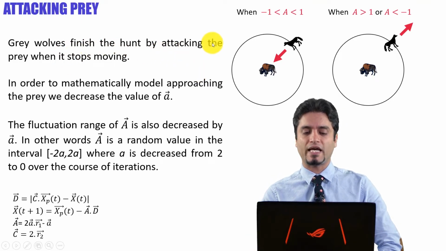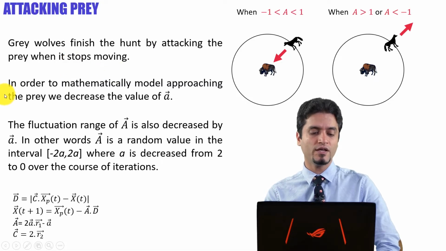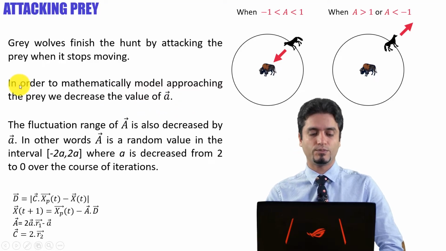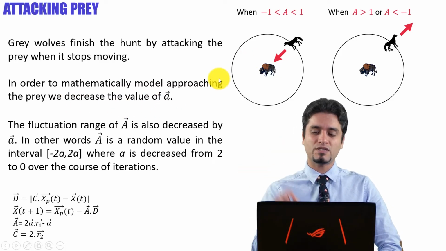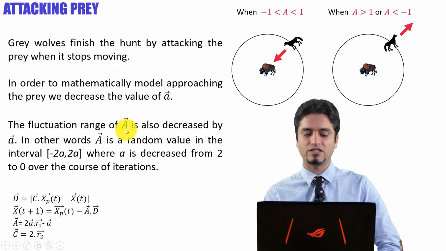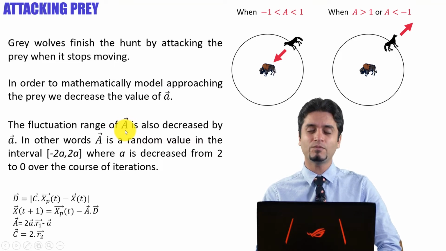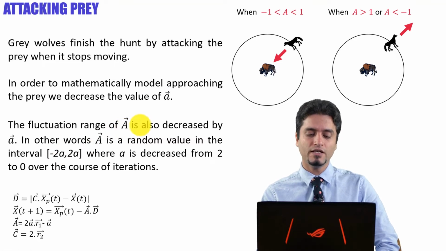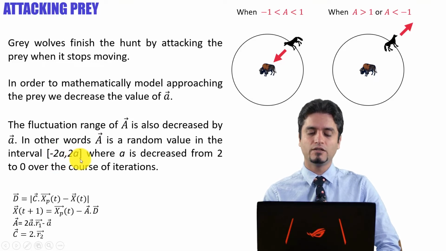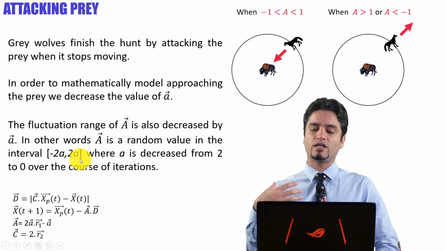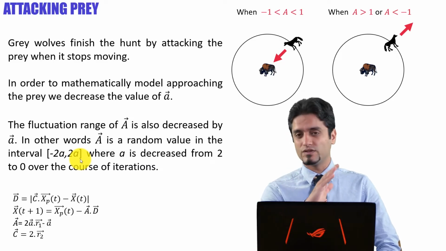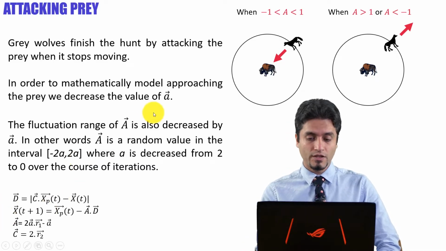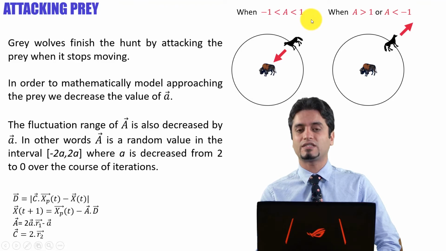Gray wolves finish the hunt by attacking the prey when it stops moving. In order to mathematically model approaching the prey, we decrease the value of a. Changing a also changes the parameter A, capital A, and the value of capital A changes from -2a to 2a. You can set the parameter a yourself, but my experience shows that the best way is to decrease it linearly from 2 to 0. And this diagram shows how this algorithm behaves.